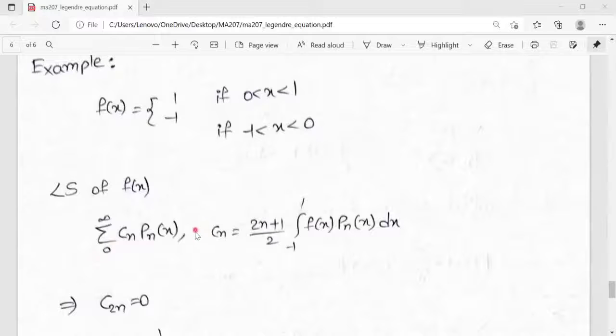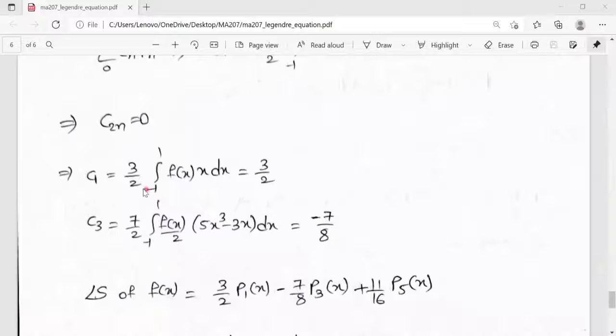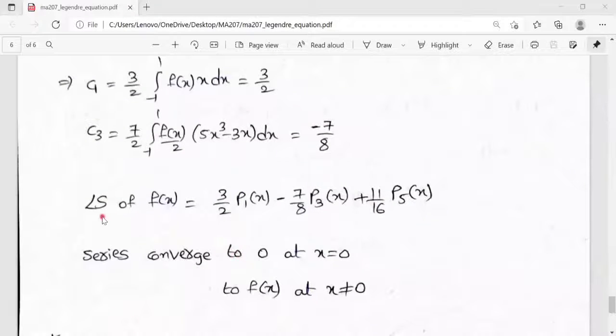This is the Legendre series. We can find the coefficients by using this formula. For all even terms, we will get 0. C1 is 3 by 2 and C3 is minus 7 by 2. We will solve by using this integral. By using the above formula, we will get the Legendre series of f of x, and it goes on for all odd terms.